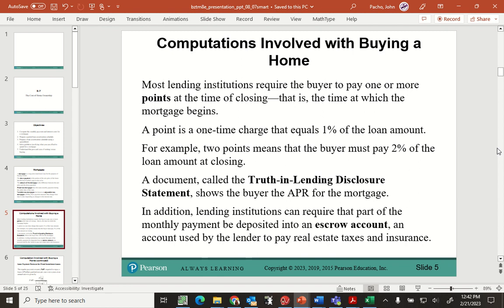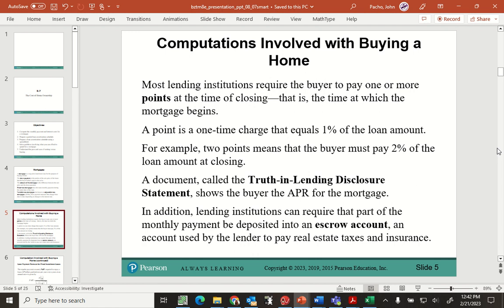Most lending institutions require that the buyer pay one or more points at the time of closing, that is, at the time in which the mortgage begins. This is super important, so I know you guys are highlighting or underlining or paying attention right here. Seth, that's you. A point is a one-time charge that equals 1% of the loan amount.